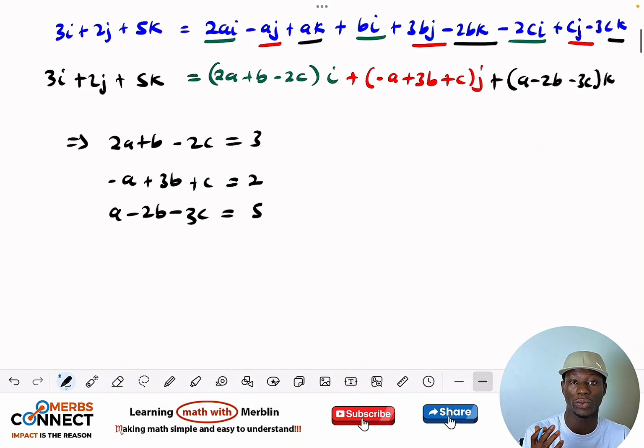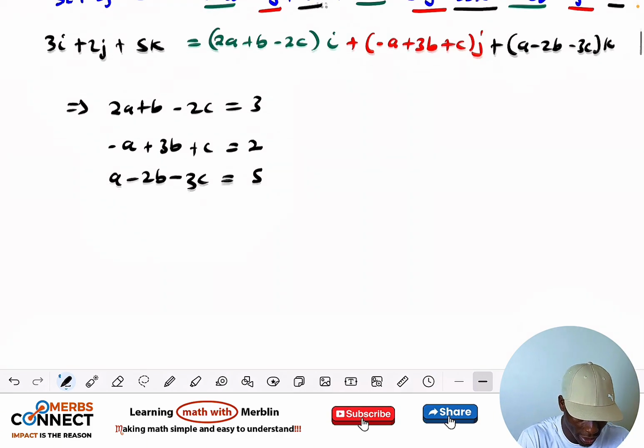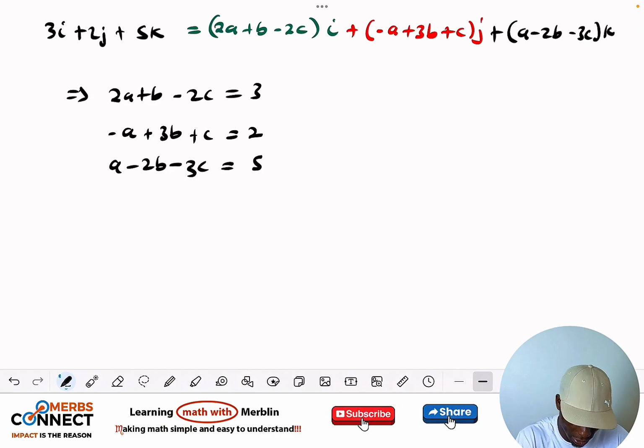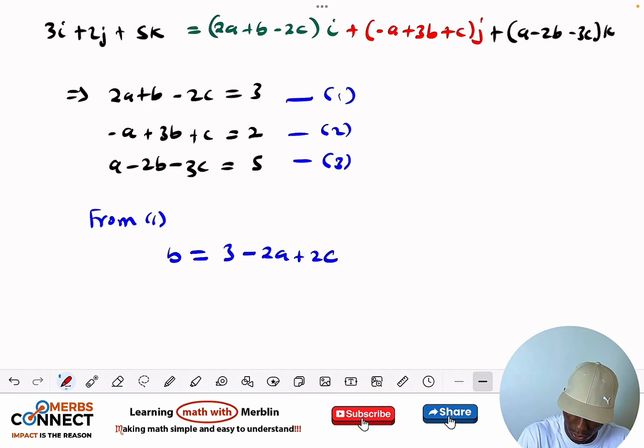So now that we have three variables, what we just need to do is solve them simultaneously to get the constants. Let me call these equation 1, equation 2, equation 3. From equation 1 we can make B the subject. We are going to have B equal to 3 minus 2a plus 2c. Let me call this equation 4.